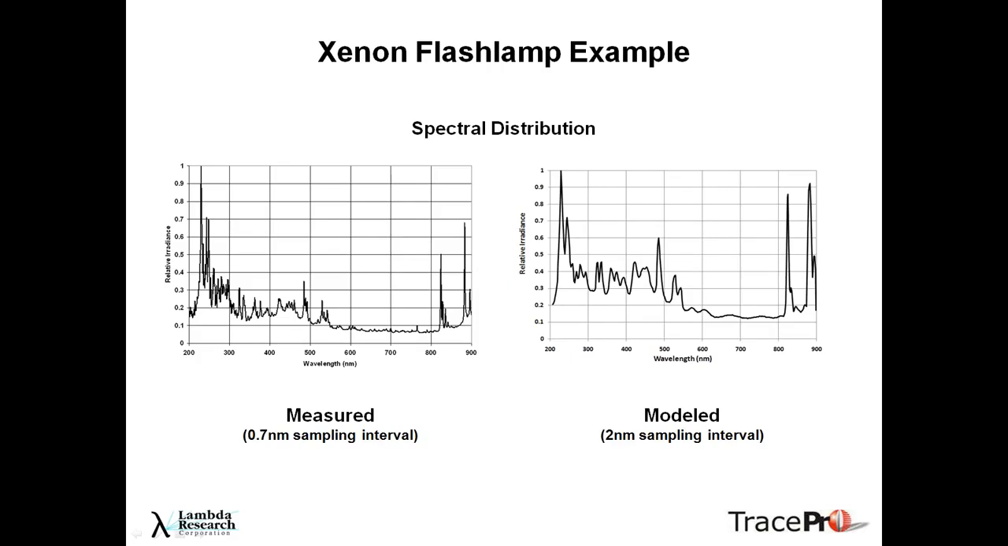This also goes for the spectrum. I took a spectrum of this lamp and used that to create a surface source property for the arc. In this case, my measured data was at a finer sampling interval, 0.7 nanometers. When I ran the ray trace in TracePro, I just did a 2 nanometer sampling interval. But again, we can see most of the structure still holds true. So a good agreement from one to the other.